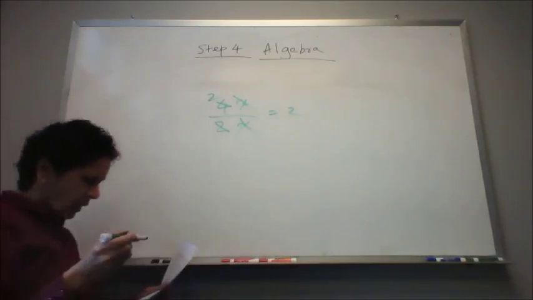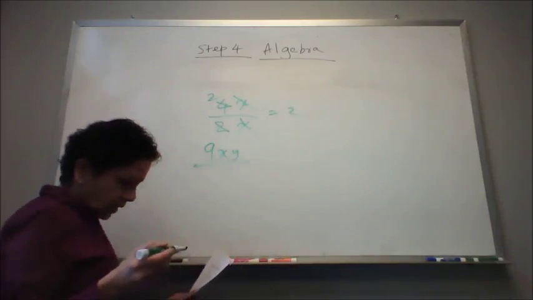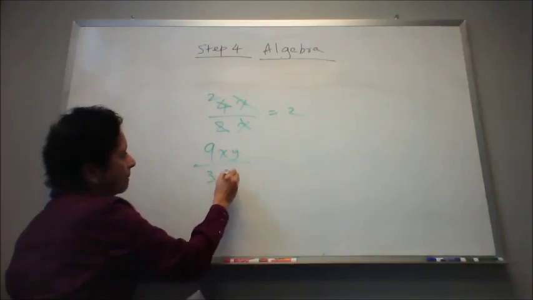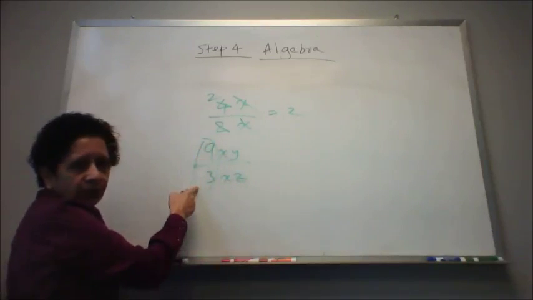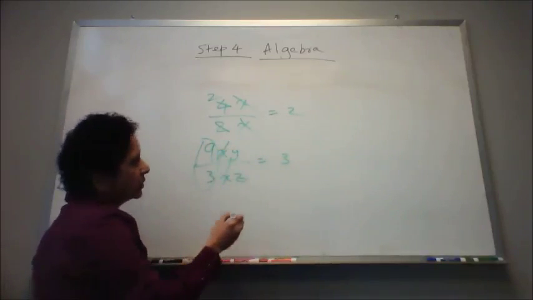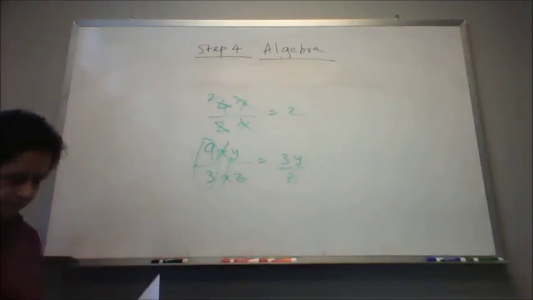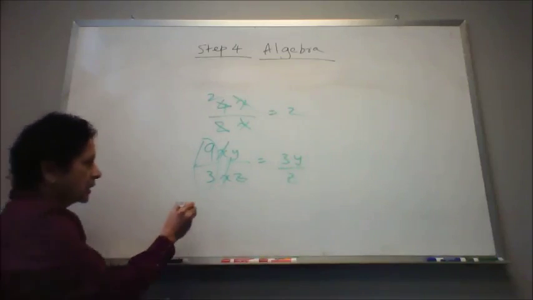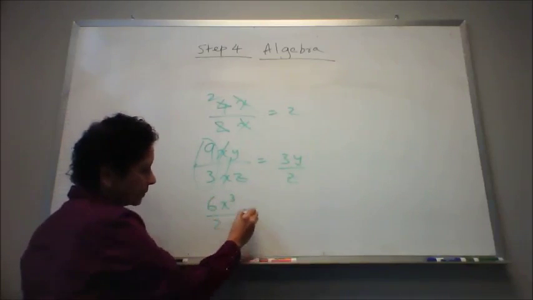So if we have 9xy, and then you divide that by 3xz, then the coefficients, 9 divided by 3, that is 3. Then x and x get canceled, and we've got a y on the top, z on the bottom. That's the answer, okay?